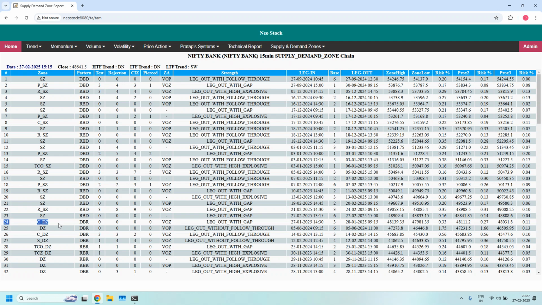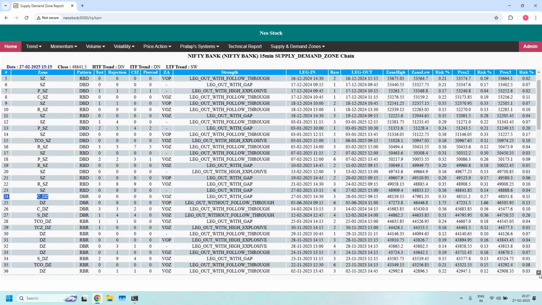24 is the nearest demand zone to the current closing price. Let me arrange it in the center.